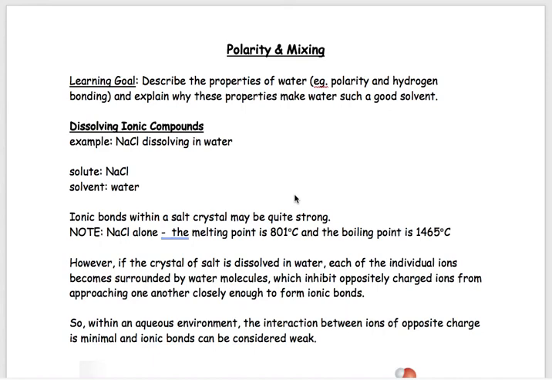Today's lesson is on polarity and mixing. We are going to continue our study of the properties of water, and we're going to look at why water is a good solvent.